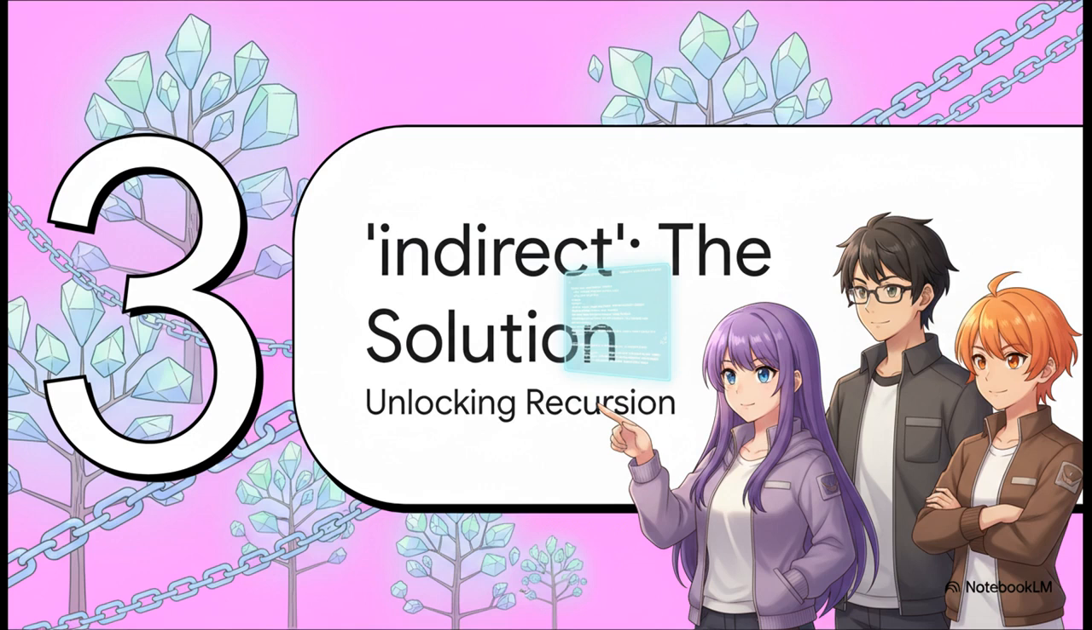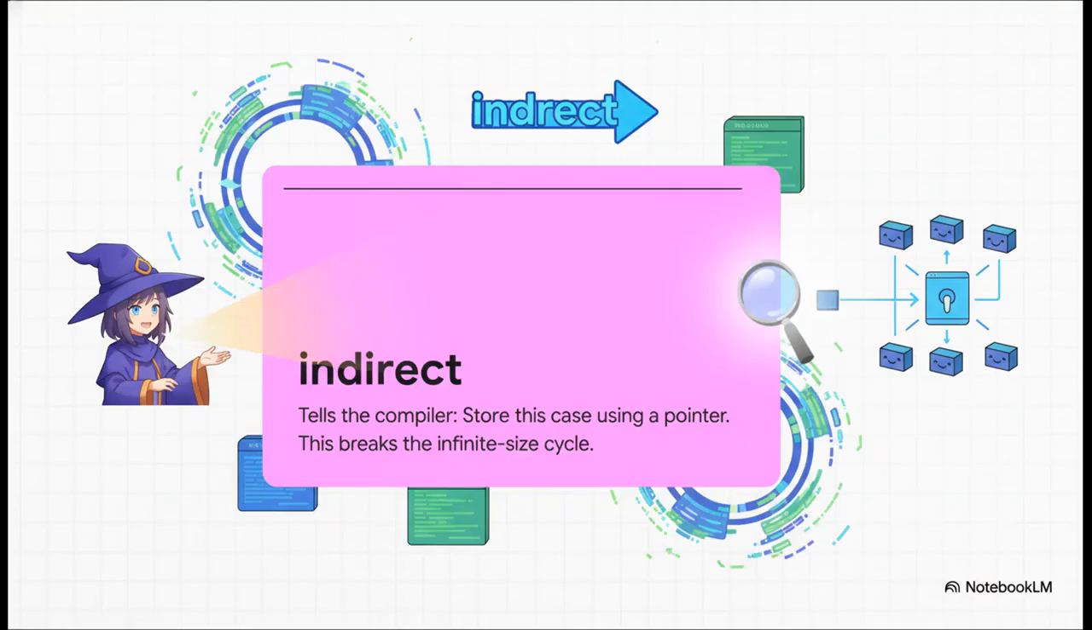And that keyword is indirect. Okay, so what indirect is really doing is giving a special instruction to the compiler. Instead of trying to cram the entire nested value right inside, which is what causes that infinite size problem, it tells the compiler, hey, just store a reference to the value's location in memory. It's like putting a little note inside that says the real box is over there. And that reference, or pointer, has a fixed predictable size. Suddenly, the compiler knows exactly how much memory it needs, the infinite loop is broken, and our problem is solved.